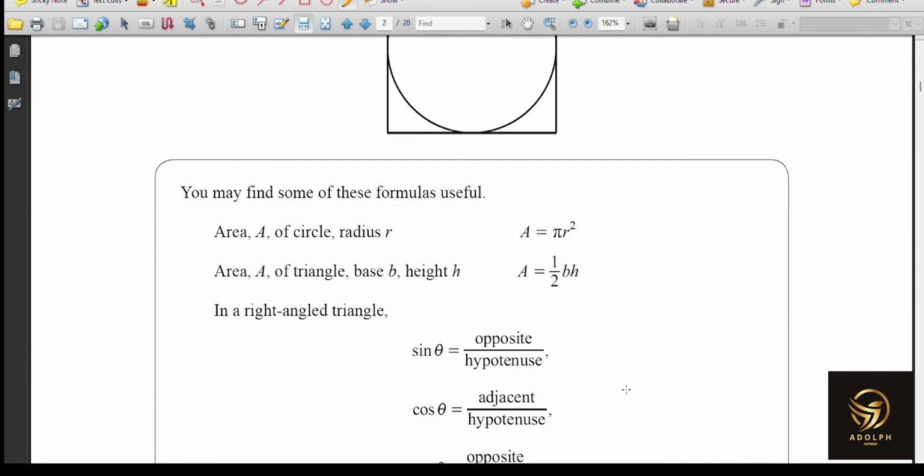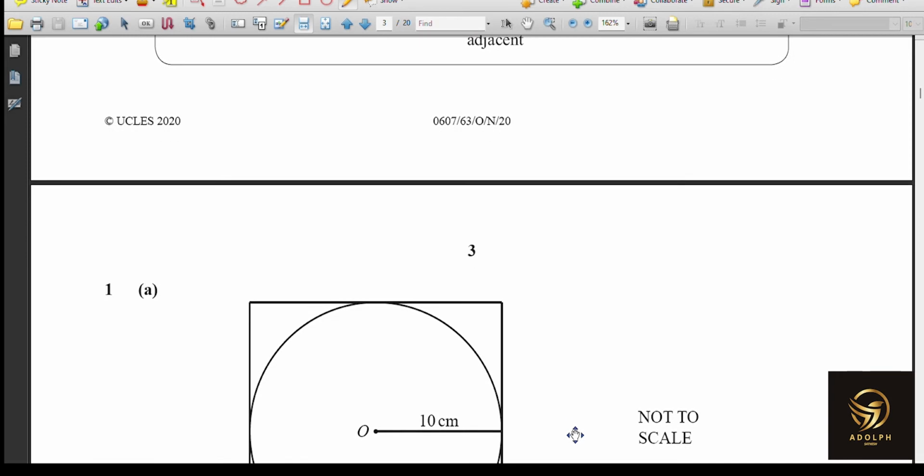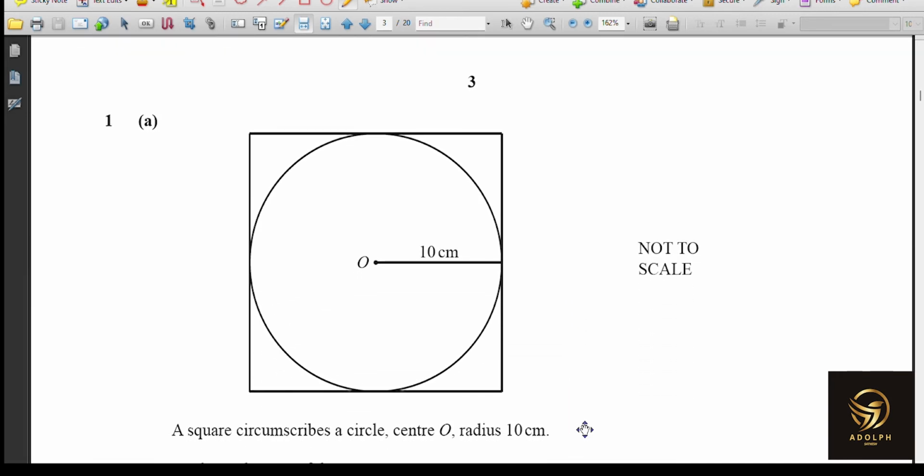And here they gave some formulas: area of circle, area of triangle, and the trigonometric ratios. We know about it already. So here our first question, getting started.